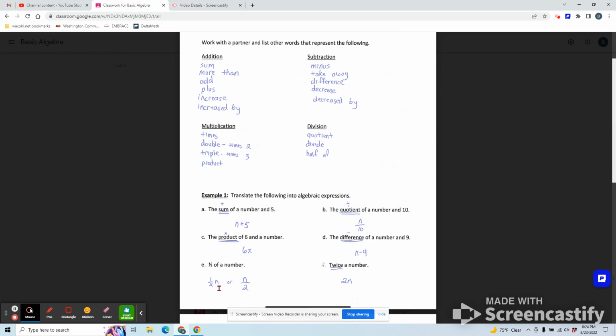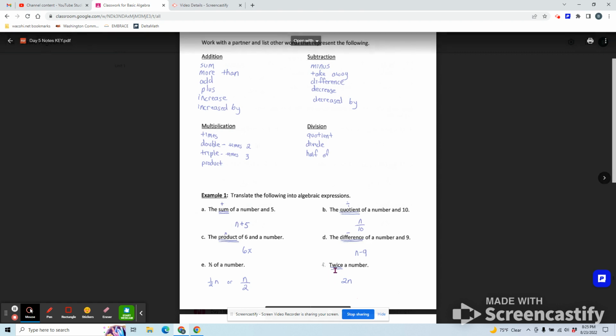Letter E, notice letter E has got 2 examples. Both of them are correct. Half of a number. Well, some people think of that as half times a number. Other people view it as a number divided by 2. So think of half of something. If you eat half of a pizza, you ate half of the pizza. So another way to think about it is take the whole thing and divide by 2. Here's twice a number, so 2 times n.